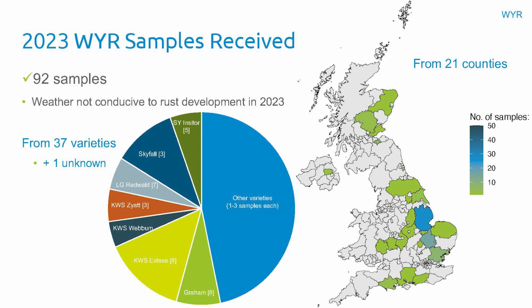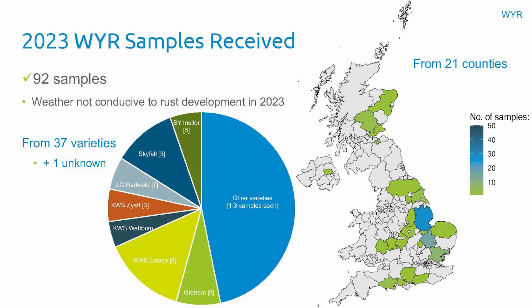That's a little bit down on previous years, but we did find that the weather was not very conducive to rust development, and it seemed to be more of a septoria year out there, with a lot of natural infection trials not really seeing that higher level.